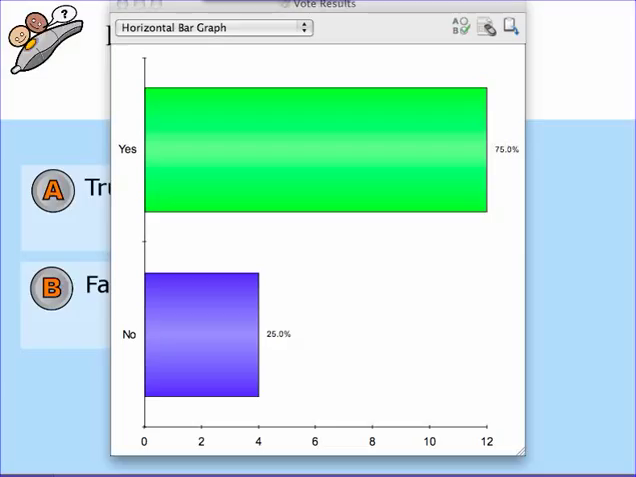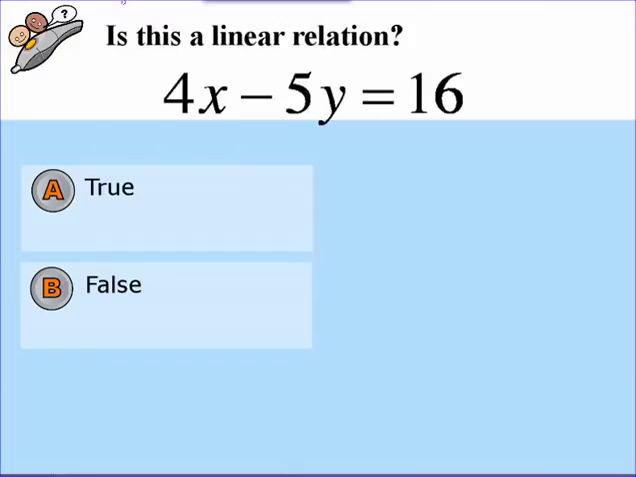All right, so is that a linear relation? The answer is actually yes, this is a linear relation. Why is it a linear relation? The variables each have an exponent of 1. They contain only addition, subtraction, and multiplication. And so that is in fact a linear relation.